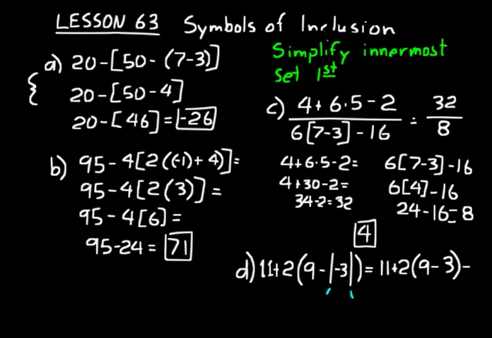Now we work inside the parentheses. 11 plus 2 times 9 minus 3 would be 6. That gives us 11 plus 12, which would equal 23. And there's our answer.